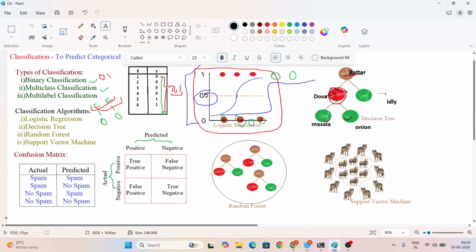This batter is the root node, right? If you have five options, like idli, onion, masala, and batter, now you have to arrange which one is the root node. Batter is the only root node. Then you are deciding dosa or idli using the batter. This is one of the decisions, and the next one is this one.